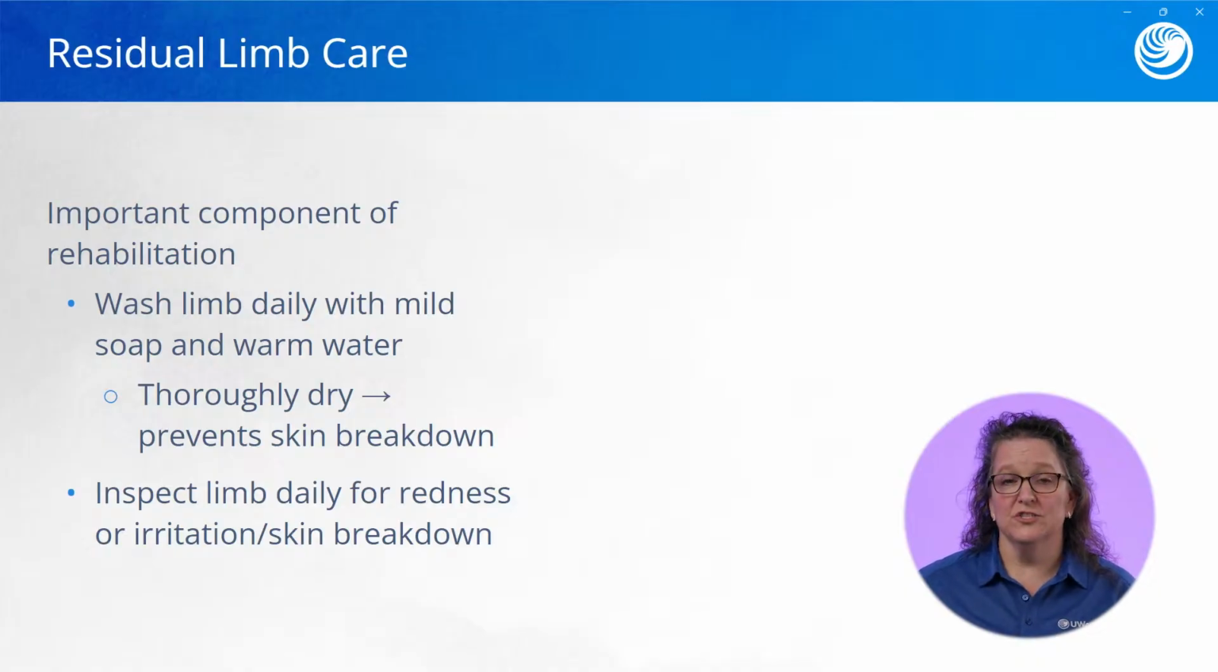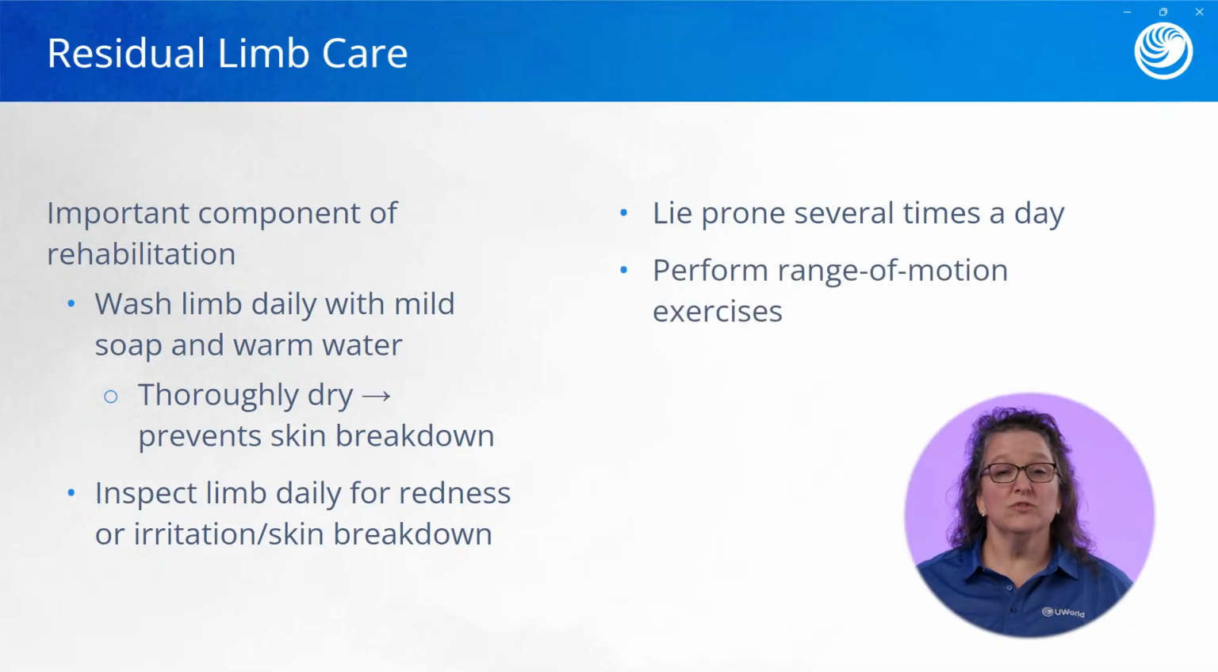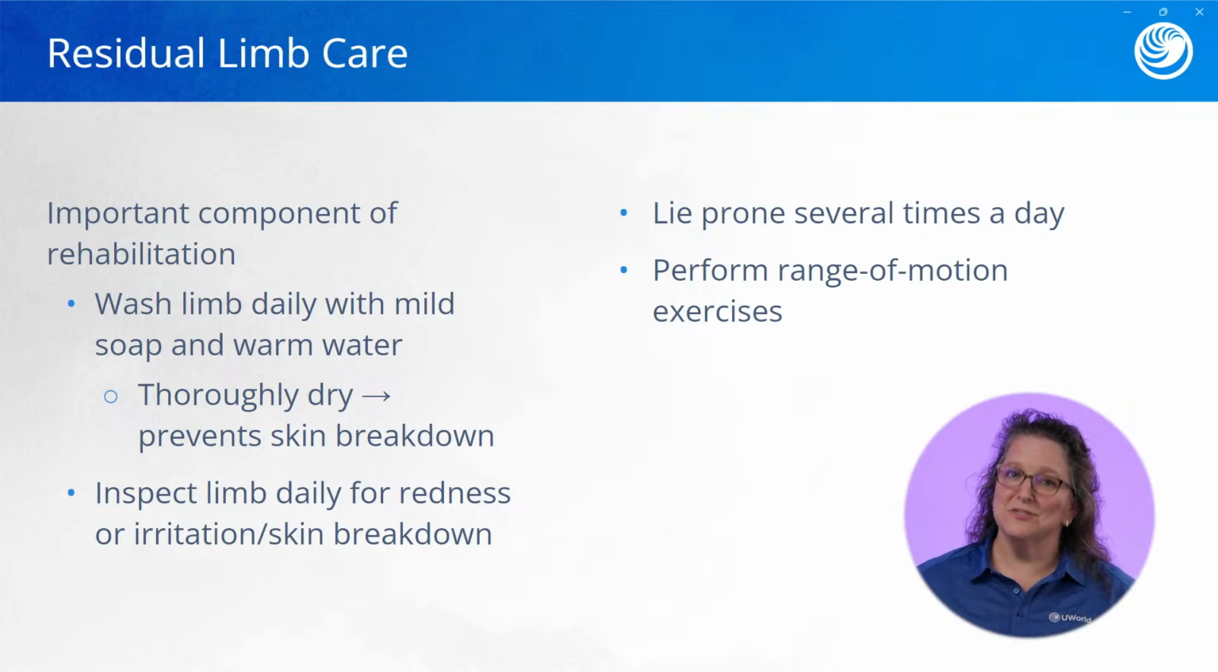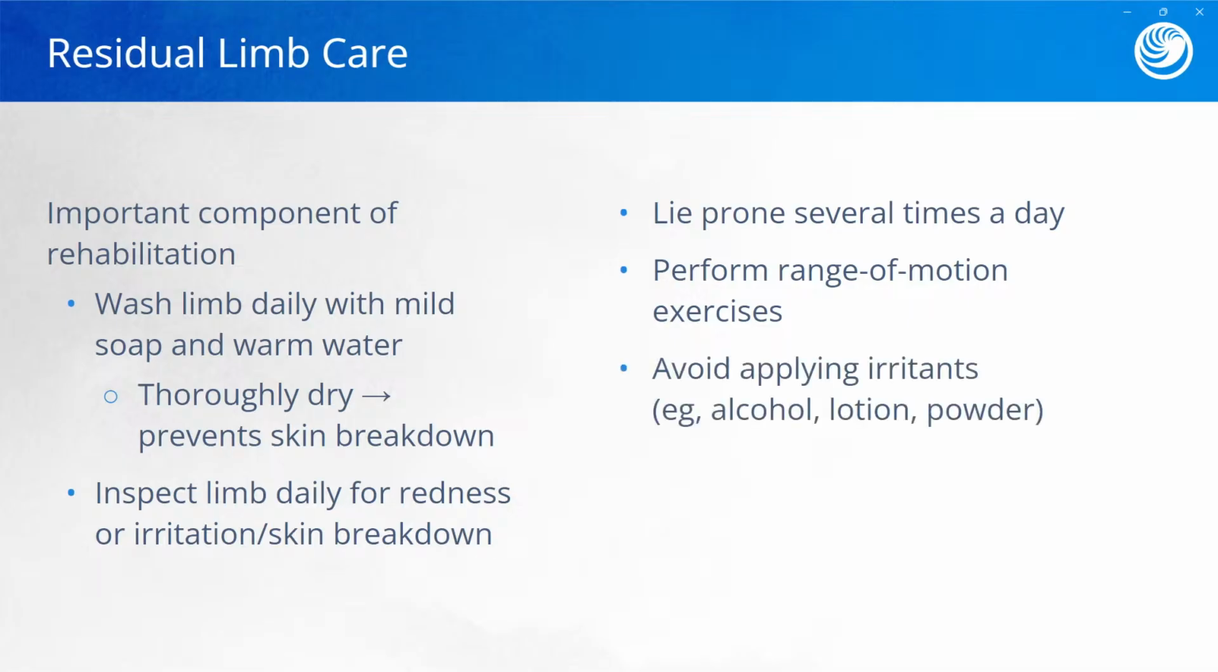We also want to encourage them to lie prone at home several times a day. Again, remember to prevent that hip contracture. Have them lie prone to stretch that area out. Then perform those range of motion exercises, not only in their legs, but also in their upper extremities to strengthen both areas. We want to teach them to avoid applying any irritant on that residual limb, like rubbing alcohol or lotions or powders. A general rule to follow is if the surgeon didn't give it to you or if it wasn't provided by the hospital, don't put it on there, because we don't want any sort of skin breakdown to happen.